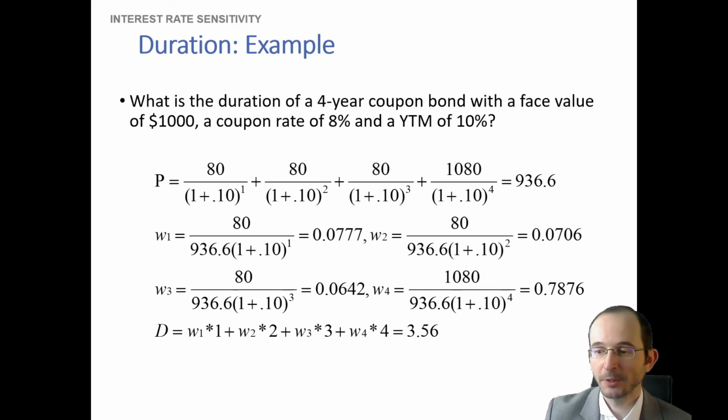So let's actually look at an example of a duration calculation real quick. Let's say we've got a 4-year coupon bond with a face value of 1,000, a coupon rate of 8%, and a yield to maturity of 10%. Well, what is the price of this bond? By now, this should be old hat to us. All we do is take the cash flows occurring in each of the 4 years, discount them at the yield with the appropriate exponent, and the price of this bond is 936.6.